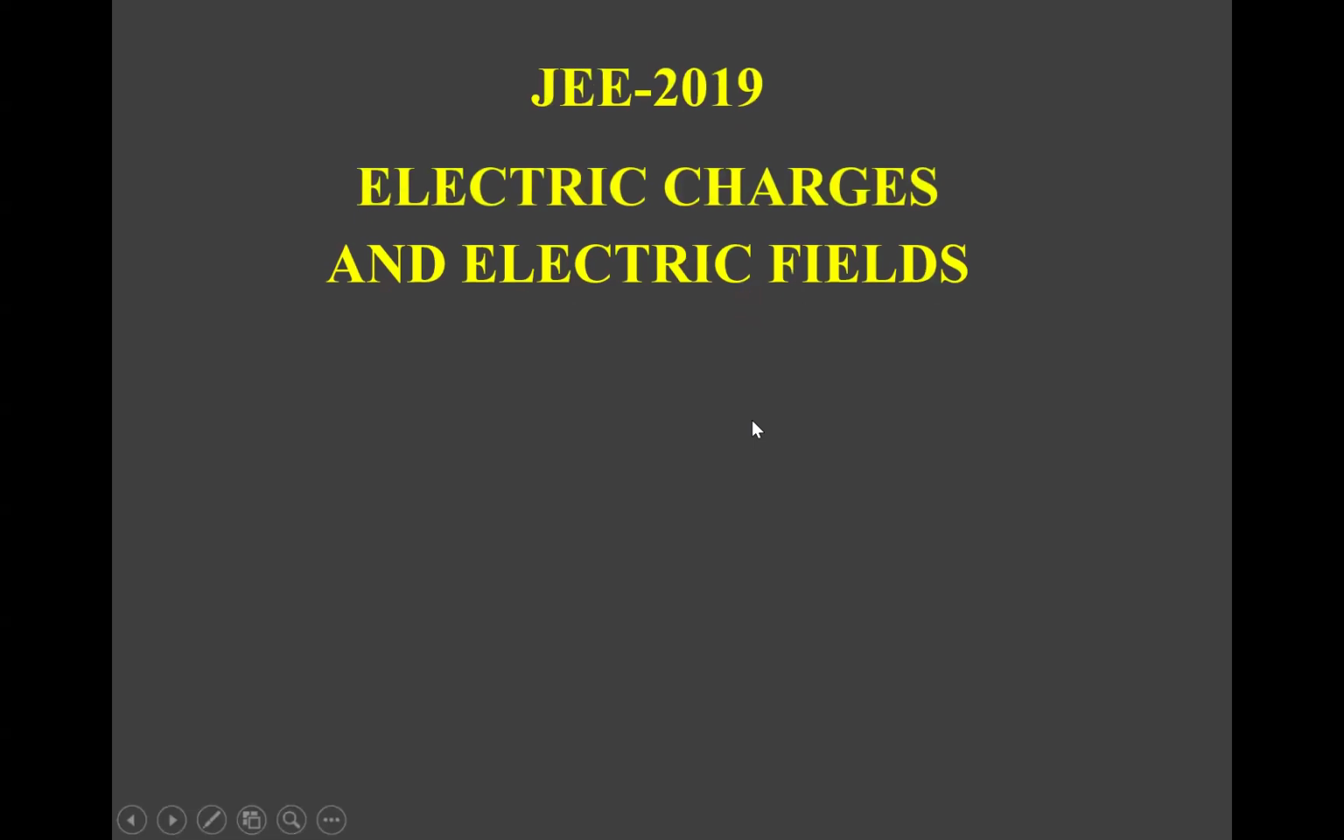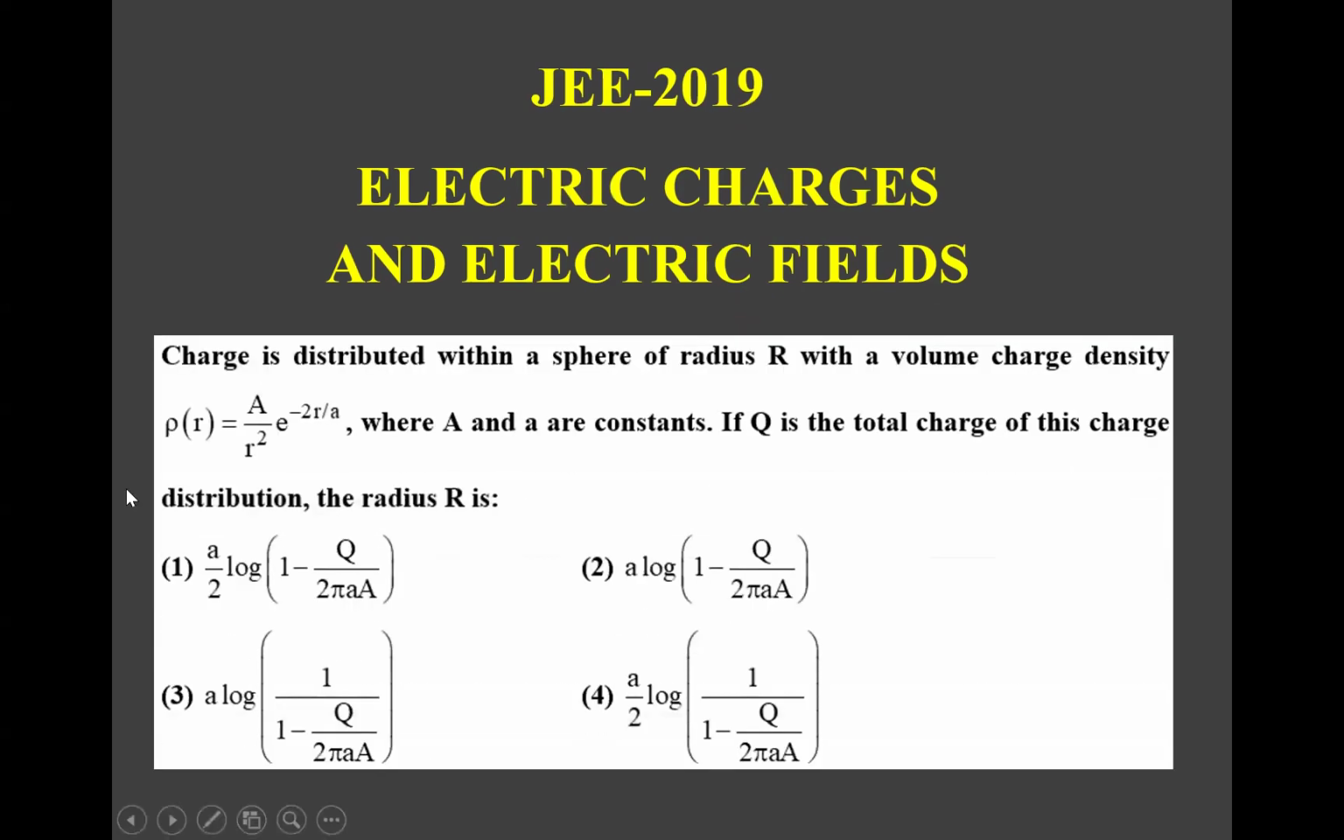Dear students, this question from JEE 2019 was asked from the chapter Electric Charges and Electric Fields. Charge is distributed within a sphere of radius R with a volume charge density rho(r) equal to A upon r square e raised to minus 2r by a, where A and small a are constants. If Q is the total charge of this charge distribution, then the radius R is what? And these are the options.